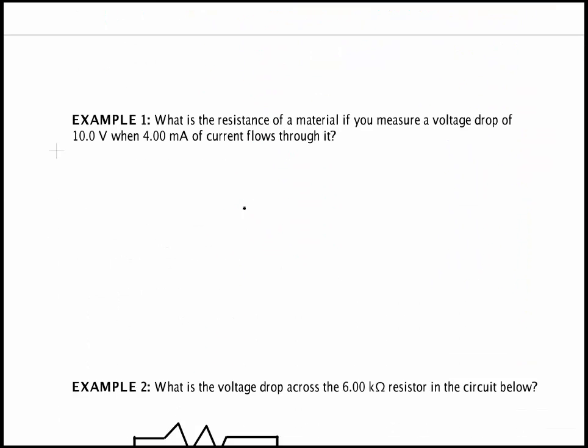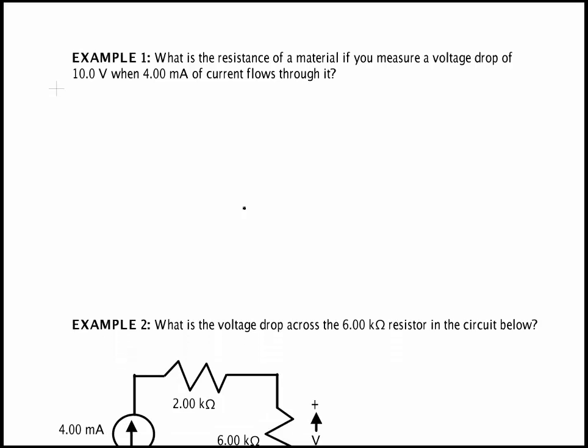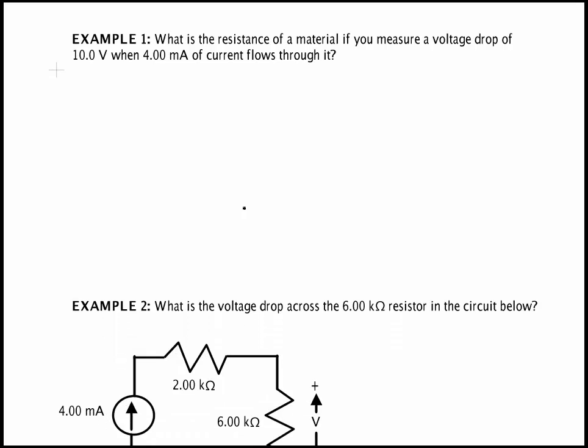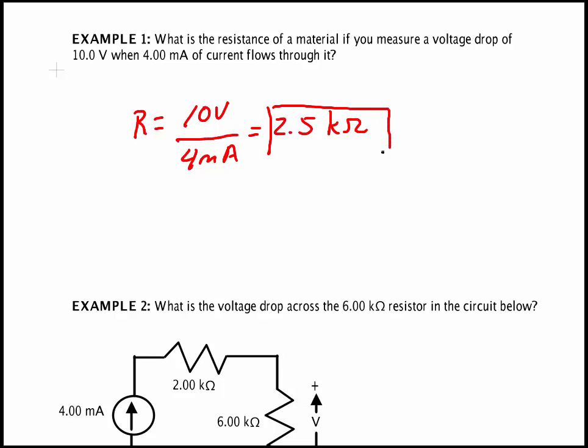As an example, what is the resistance of a material if you measure a voltage drop of 10 volts when 4 milliamps of current flows through it? Well, R would be 10 volts over 4 milliamps. 10 over 4 is 2.5. A volt over a milliamp is a kilo ohm. 2,500 ohms.